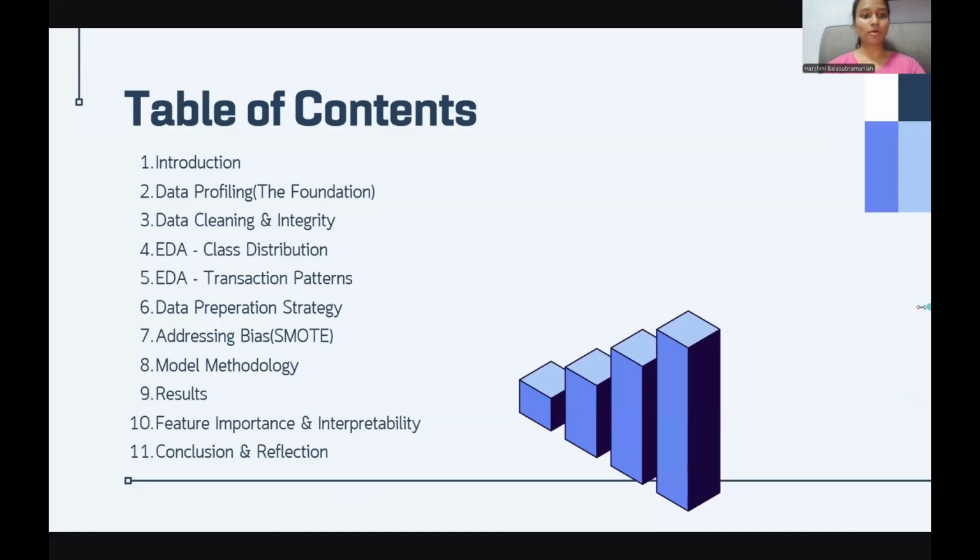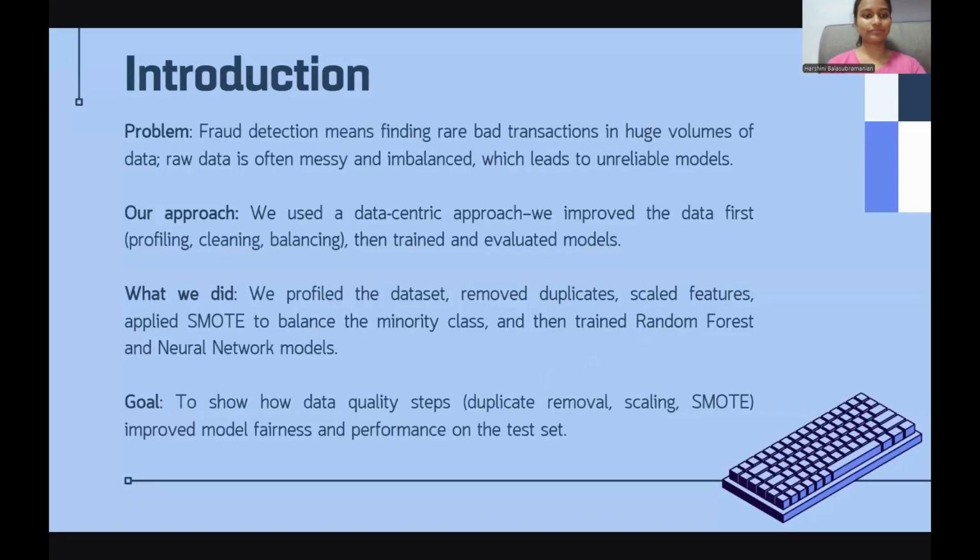I'll first introduce the problem and dataset, then walk through data profiling, cleaning, and EDA. After that, I'll explain how we handle class imbalance, followed by our modeling approach, results, and feature interpretation. We'll end with a short reflection on what we learned as well.